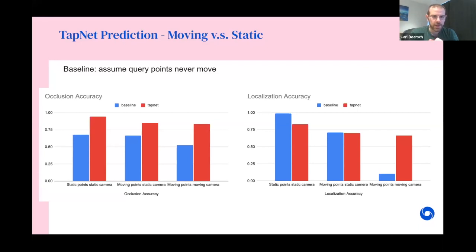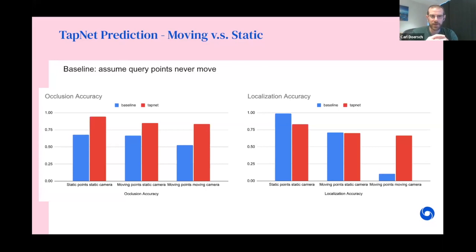And you can see that for occlusion accuracy, it doesn't really matter. Points that are not moving are just as likely as moving points to be occluded during the course of the video. And the baseline, again, is completely unaware of this, so unsurprisingly, TAPNet does much better. However, for localization, it turns out that the baseline is outperforming us on static points, which is not surprising.